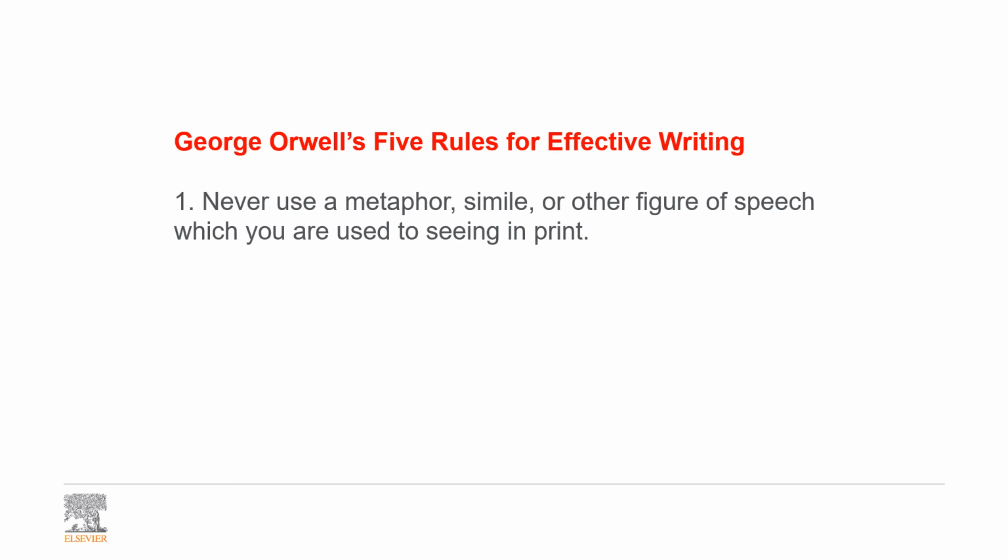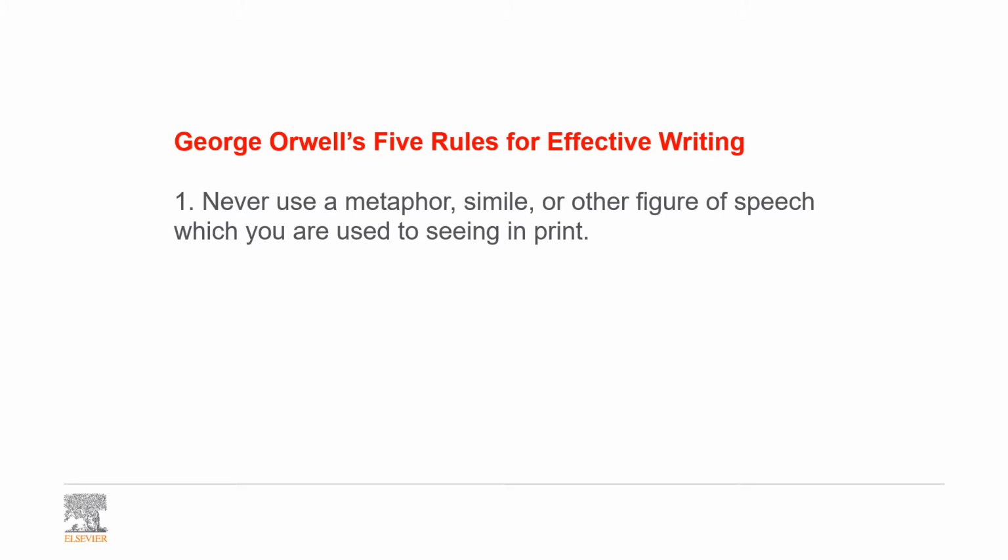George Orwell, a very famous British writer, a journalist and novelist and essayist, had five rules for effective writing. There's a website containing these, but they're available on several websites with several examples. Never use a metaphor, simile, or other figure of speech which you are used to seeing in print. Read that again. Some people misinterpret this as meaning use ones that you're used to seeing and avoid ones that you're not. It means exactly the opposite. So try not to use hackneyed phrases.